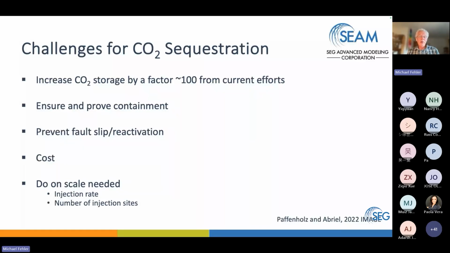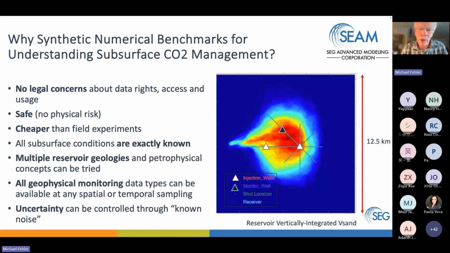Cost is a huge issue. If we're going to do this on the scale we need, we need to find a way to minimize cost as much as possible. And again, the last bullets there are sort of a subset of the first one. We need to do it on the scale needed. That means at injection rates that meet our needs, as well as at the number of injection sites. And actually, over the large areas and volumes of reservoirs that we need to inject into in order to sequester the CO2 that we need to sequester.